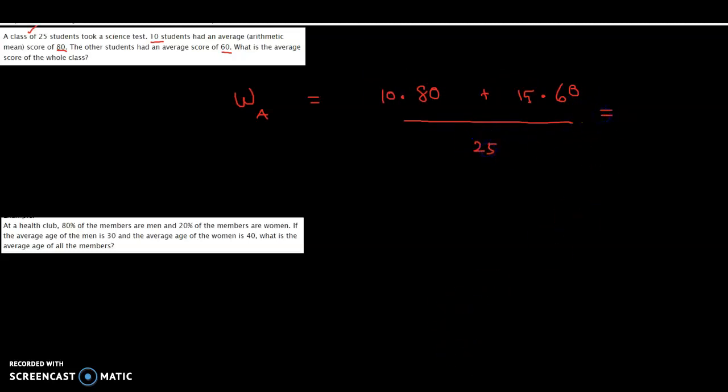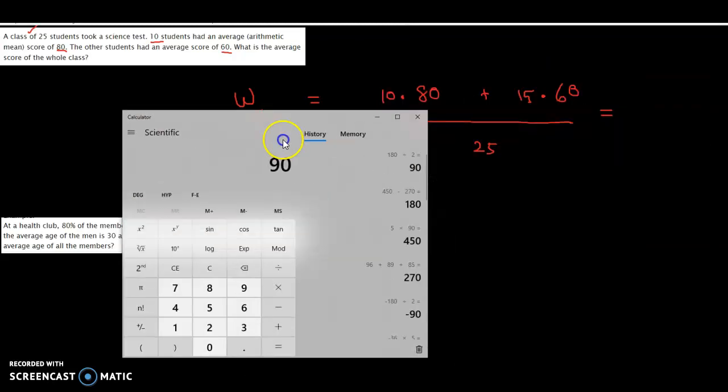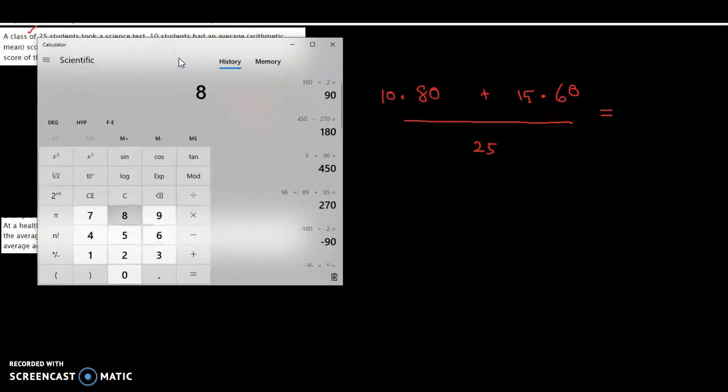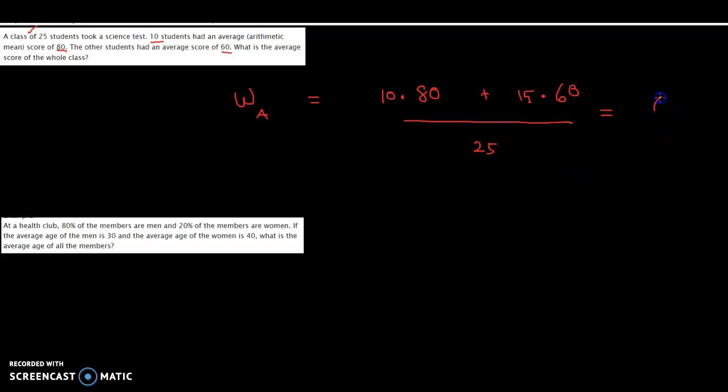At this point I'm going to cheat and use a calculator. That's going to be 800 plus 15 times 60. I believe that's 900 if I'm not wrong. Probably am. 1700 is the top. Divide that by 25. The overall average is 68, the weighted average of the entire group. And that's it. Simple as that.